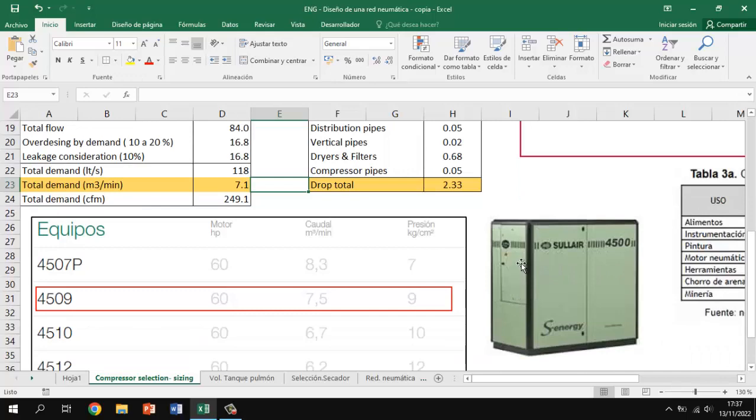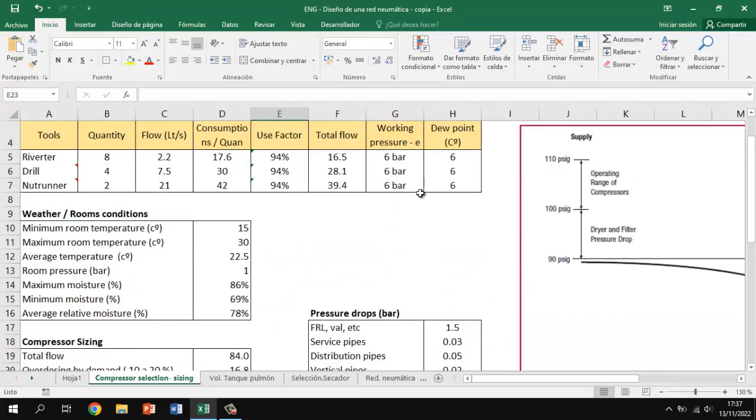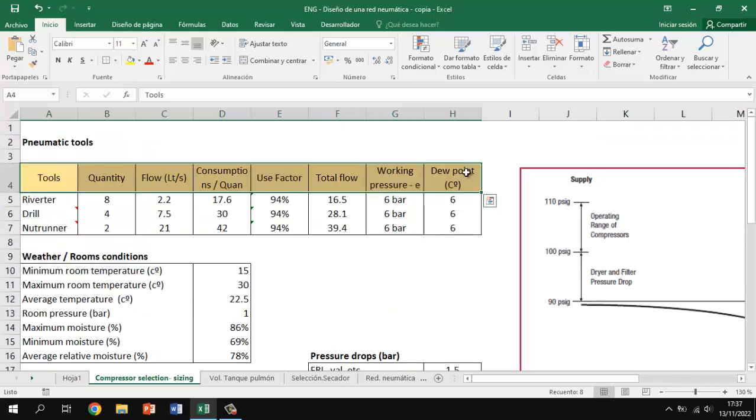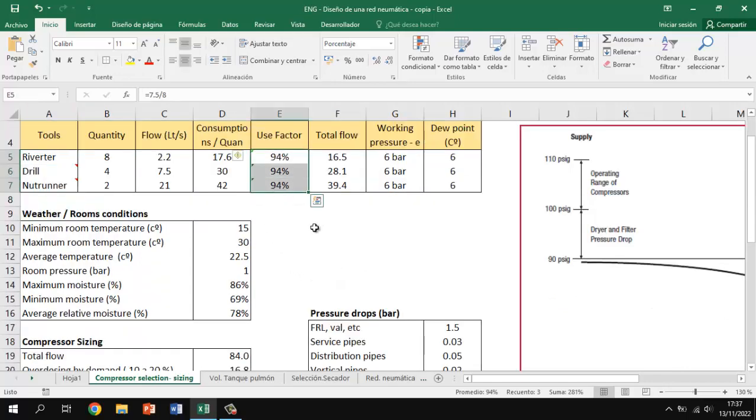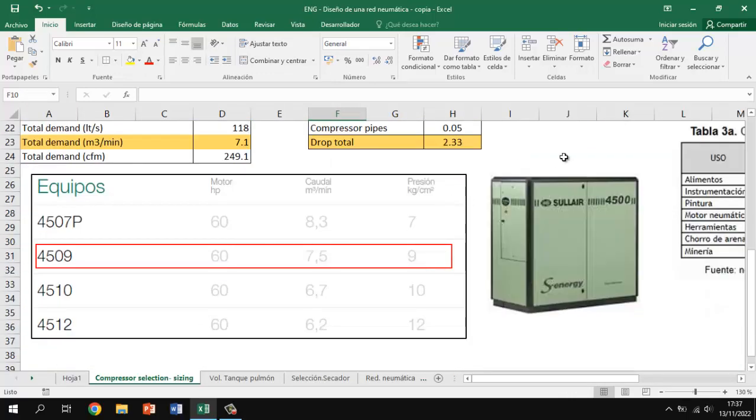In this case, it is a stationary compressor, but you should consider this. Well, until here. Why? Because this is the structure of your pneumatic system. The demand, what is it gonna depend on? It depends on the flow, the demand of these tools, and the time. So in this case, for this situation, we have a correct compressor selection.